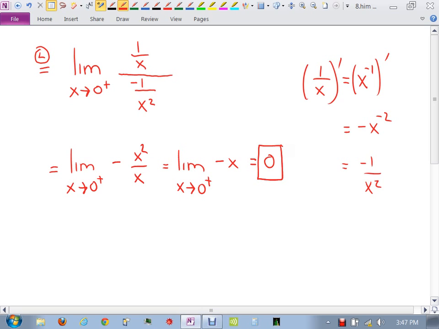Ask questions if you have them. As soon as you let x go to wherever it's going and you can determine what the answer is, you do not write the limit anymore.